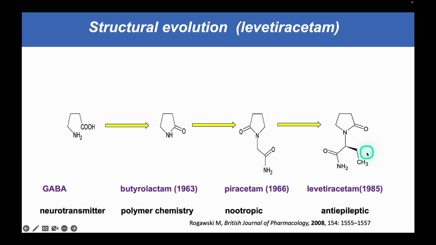In levetiracetam, we can visualize its structural relationship with the neurotransmitter GABA, although levetiracetam does not behave as an agonist or antagonist of GABA. Butyrolactam, which in general can be considered inactive, has important applications in polymer chemistry. By derivatizing its nitrogen, piracetam is obtained, which is used as a memory enhancer, drugs known as nootropics, and by adding the ethyl group to the chain of piracetam, you obtain levetiracetam, which is used as an antiepileptic.